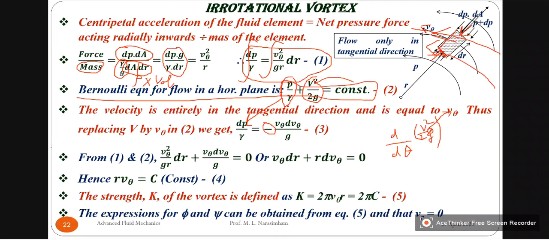So dP by gamma. Now, if I simplify this, what will I get? 2 v theta dv theta by g. So this is what we get from this.